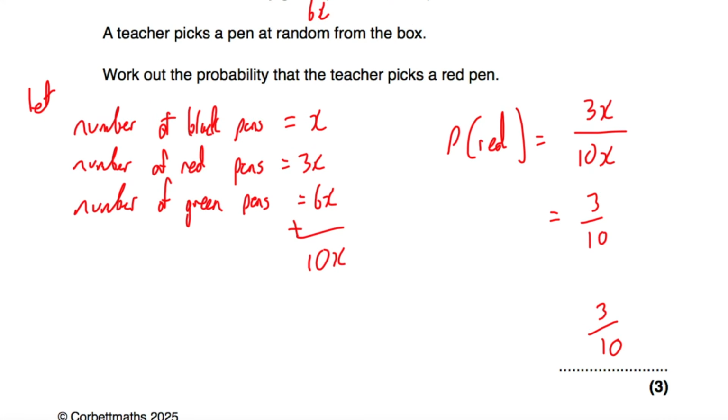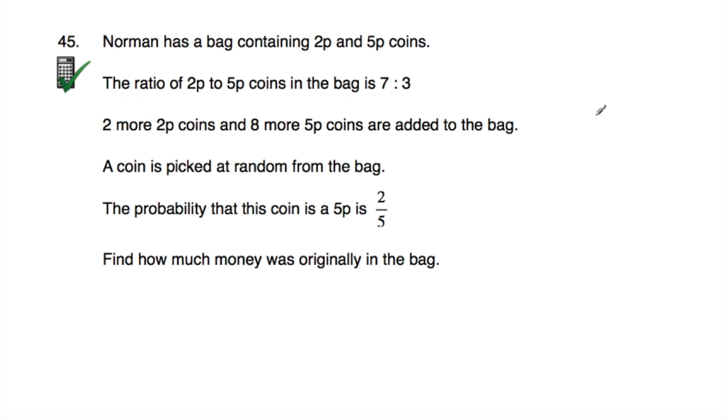Okay, and let's have a look at our last question, question number 45. So question number 45 says, Norman has a bag that contains 2p and 5p coins, and the ratio of 2p to 5p coins in the bag is 7 to 3. So for every 7 2p's, he's got 3 5p's.